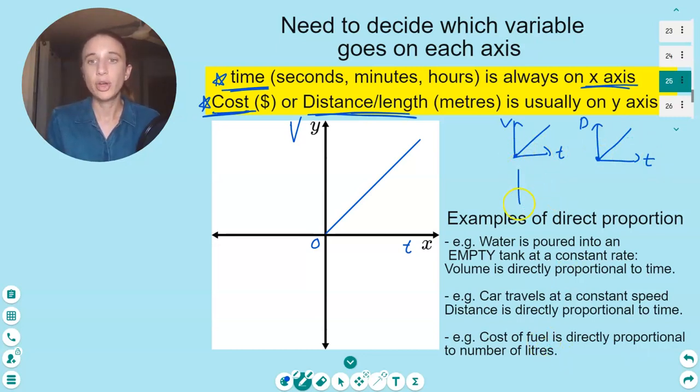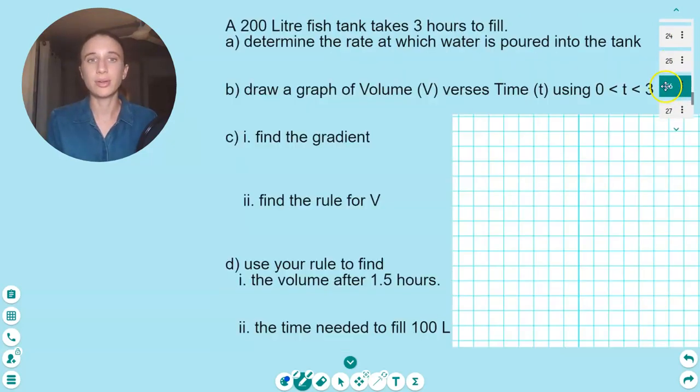And we might have cost is directly proportional to the number of liters. So just remember, cost always goes on the y-axis. Sometimes volume can be on your x-axis, the number of liters. So just be careful there. So maybe you want to write these down and let's have a look.